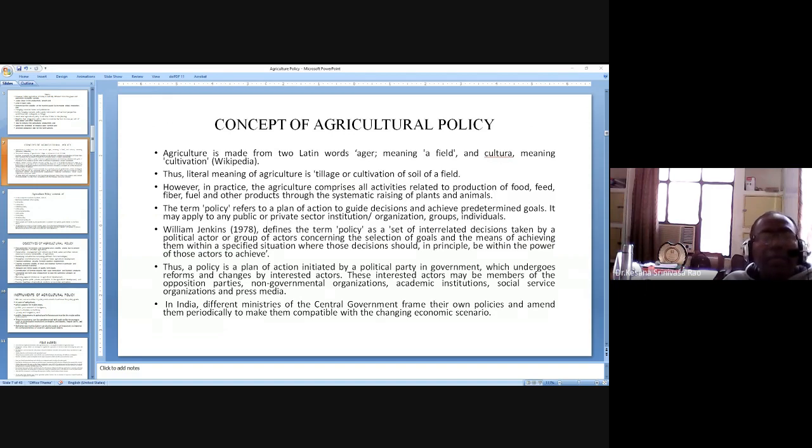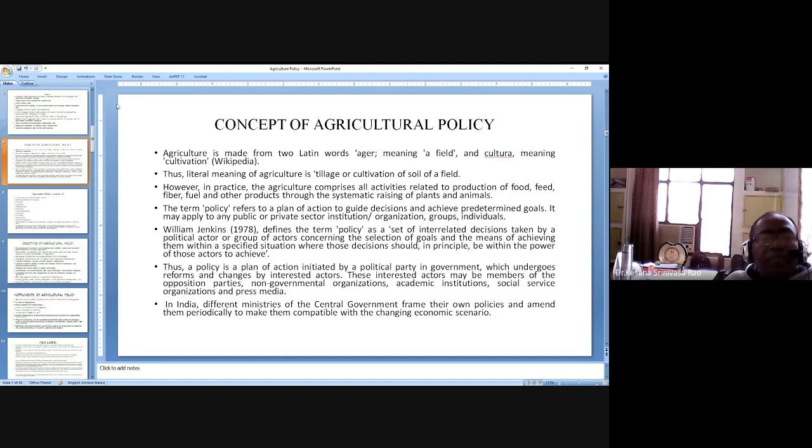In practice, agriculture comprises all activities related to the production of food, feed, fiber, fuel, and other products through the systematic raising of plants and animals. So agriculture contributes towards the production of food, feed, fiber, fuel, and other products, and the raising of plants and animals. These components are useful for the growth of these products.